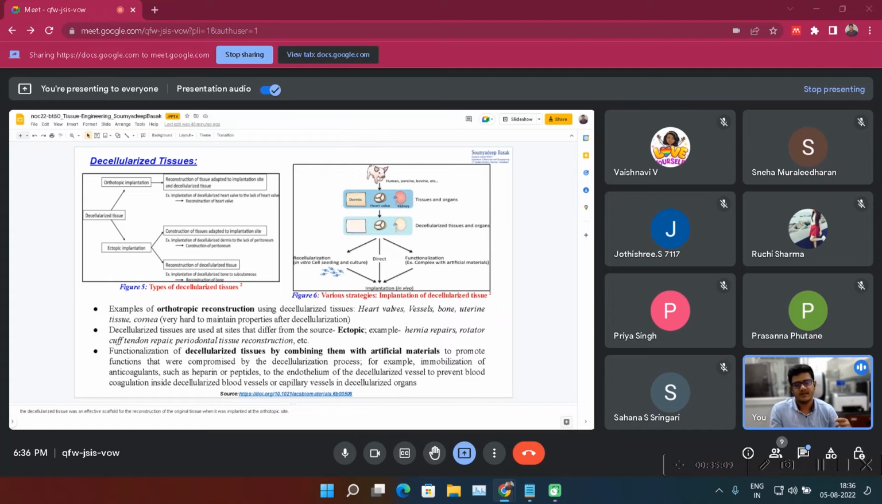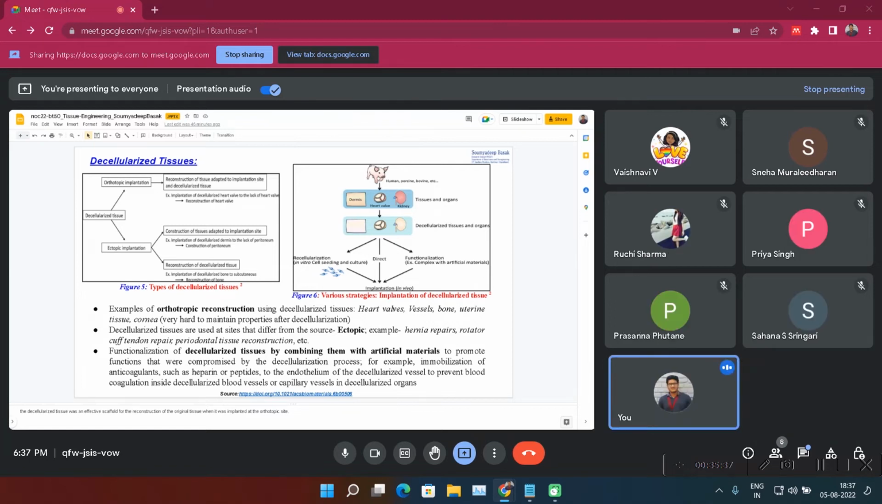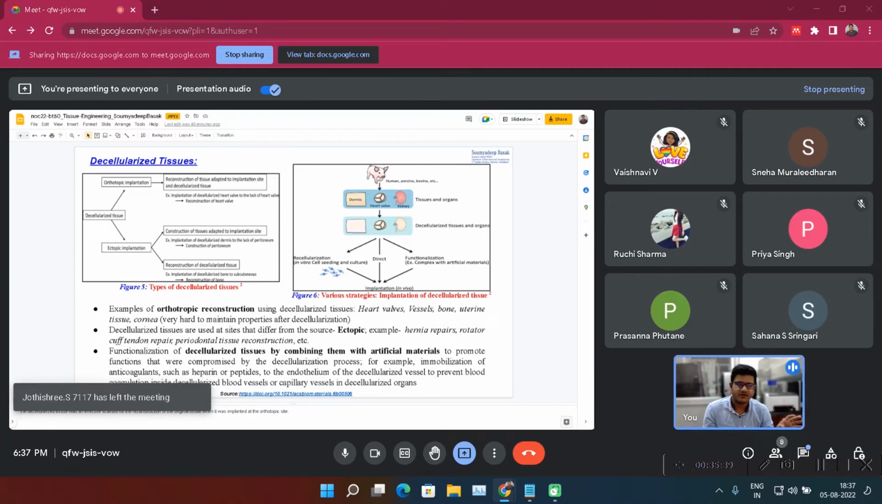While the ectopic implantation is repurposing, they are using one ECM from one side and then using it for another purpose. Examples of orthotopic reconstruction are mostly used for the heart part. For example, we take a porcine heart part, decellularize it, removing all the cellular components, then reseed it with the patient's cells, culture it, and then implant it into the patient. So that is the mechanism of this orthotopic implantation.